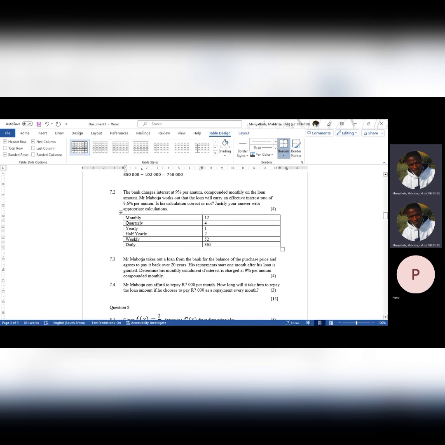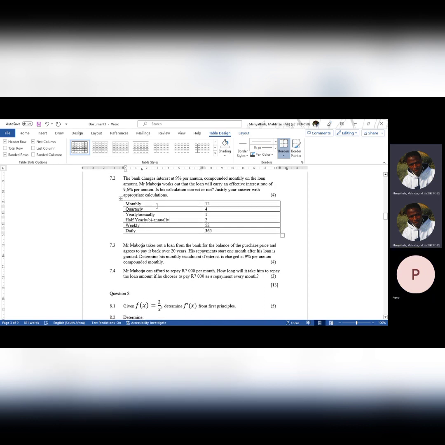Yearly can also be called annually. Half yearly, you can also refer to it as biannually. So this is how it is. So let's look at our question. It says the bank charges interest at 9% per annum, compounded monthly. So compounded monthly means that we're going to divide by 12.